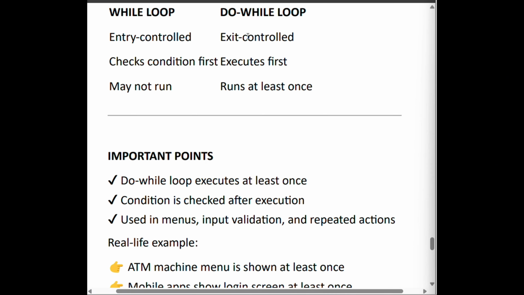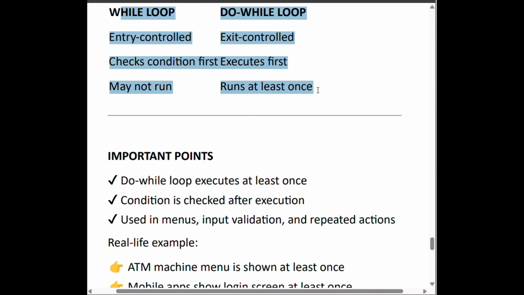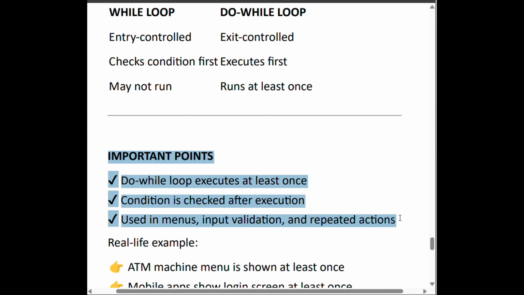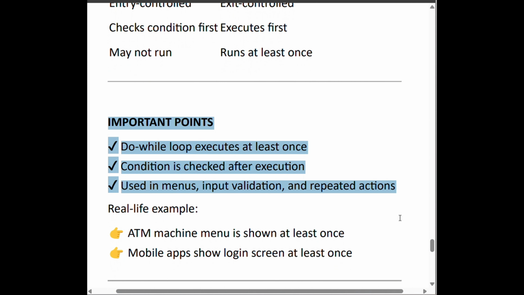Why do we use do while loop? We use do while loop when we want the loop to run at least once, and in menu driven programs, in input validation programs, in games and interactive systems.